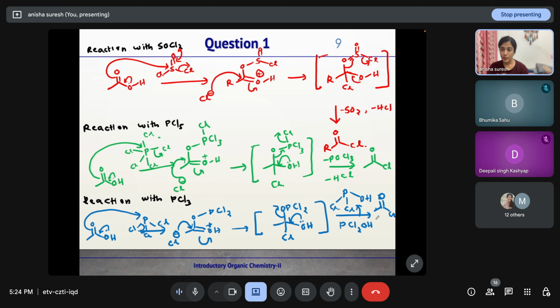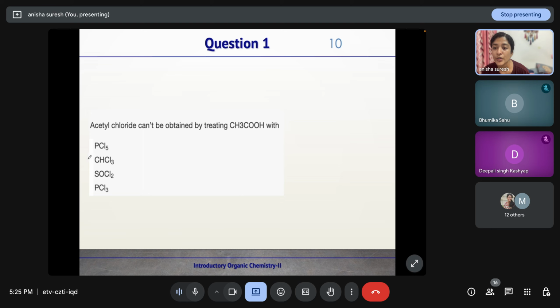So SOCl2, PCl5 and PCl3 can react with acetic acid leading to formation of acetyl chloride. But in the case of chloroform, such a reaction mechanism as we have seen here is not possible. Because of that, chloroform will not react with acetic acid leading to the formation of acetyl chloride. So the right answer will be CHCl3. Clear?